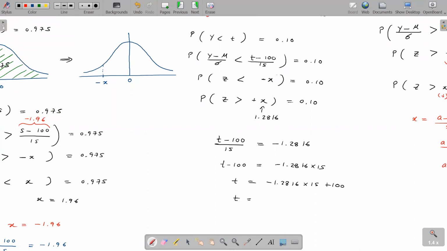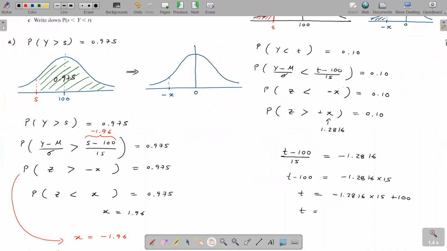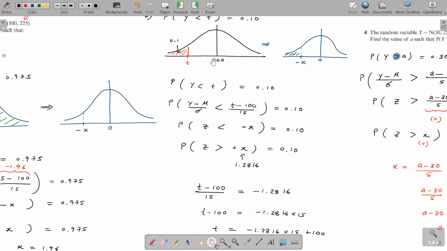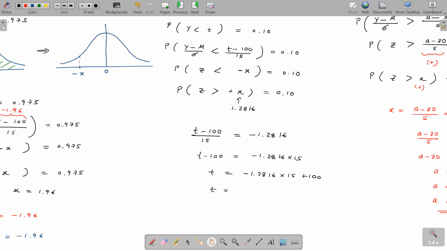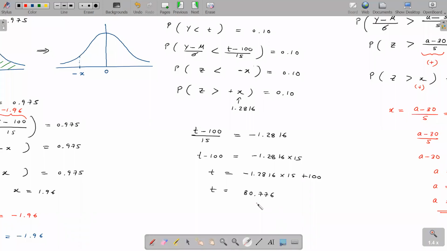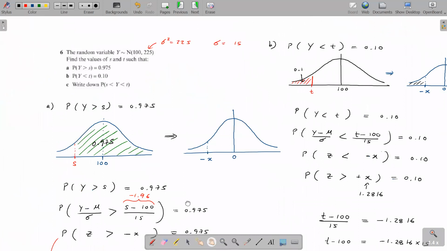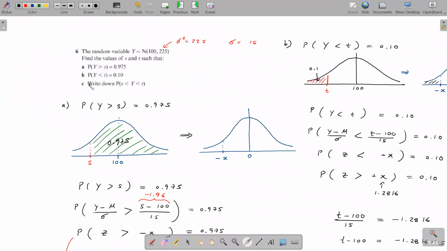So how much is T? It should be something smaller than 100, right? How much is it? Okay, guys, so you get 80.776. Makes sense, right? Okay, so that's your T value. So that's done. Part D is done.